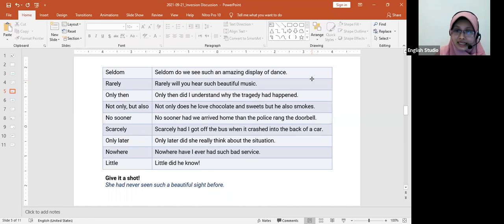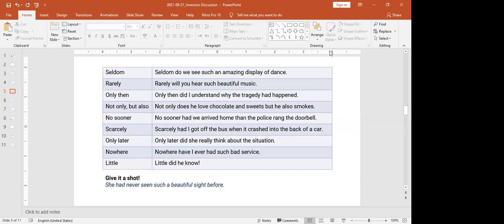Well, of course, the meaning is still the same, Mr. Bobby. We only refer to order, but not the meaning or the substance of the sentence. So when you reverse or invert the sentence, the meaning is still the same. I hope my explanation is clear, isn't it, Mr. Bobby? Okay, thank you. You're most welcome.